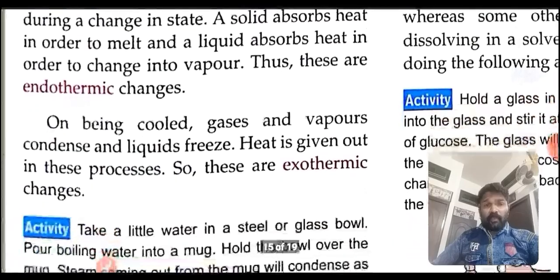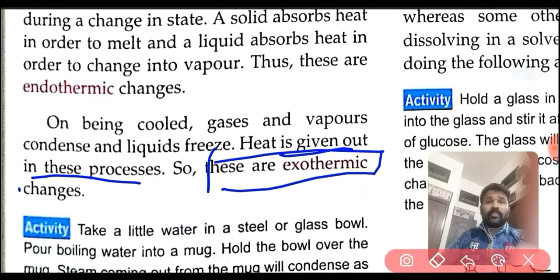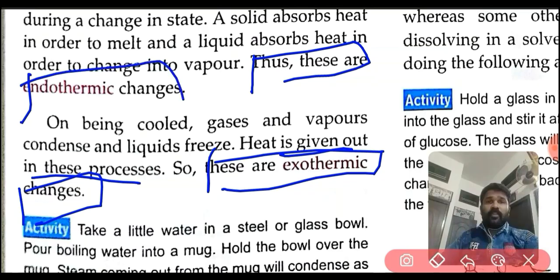On being cooled, gases and vapors condense and liquids freeze. Heat is given out in this process. So, these are exothermic changes because heat is given out here. If heat is absorbed, those are endothermic changes.